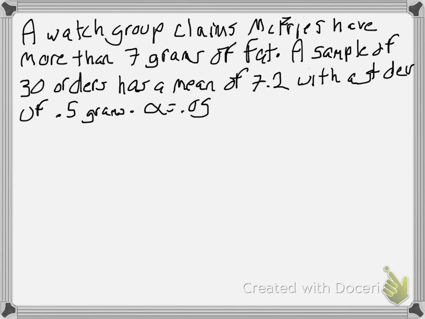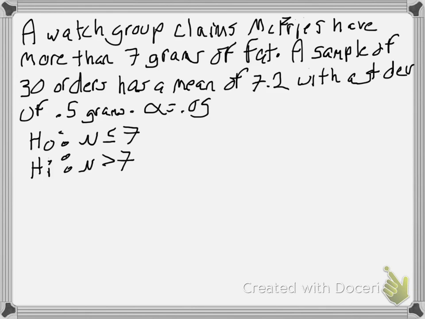So we have a watch group claiming McFries have more than 7 grams of fat. A sample of 30 orders has a mean of 7.2 grams with a standard deviation of 0.5 grams, and we're going to do an alpha of 0.05, 95%. First step is to state the hypothesis and identify the claim. You need to write down H0, the null hypothesis, and H1, the alternative hypothesis. The null hypothesis always has to have equal in it. So in this case, mu is less than or equal to 7 grams, which means our alternative is mu is greater than 7.